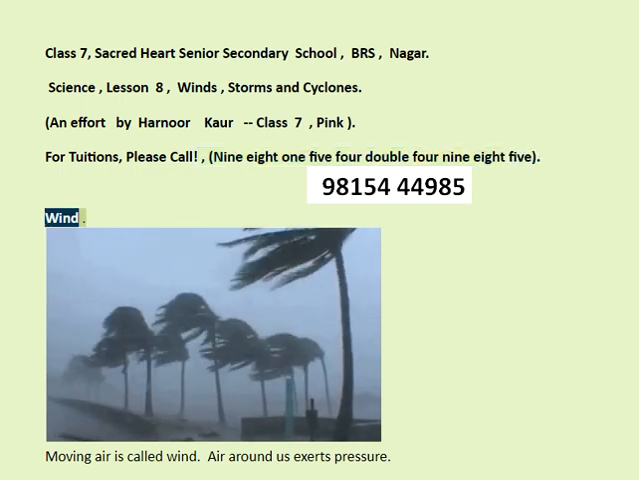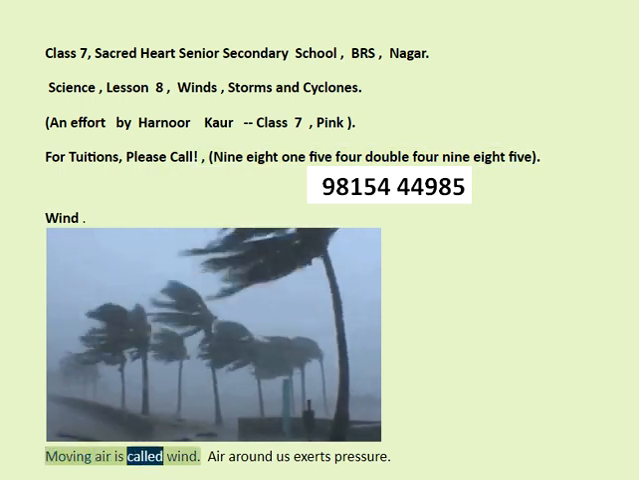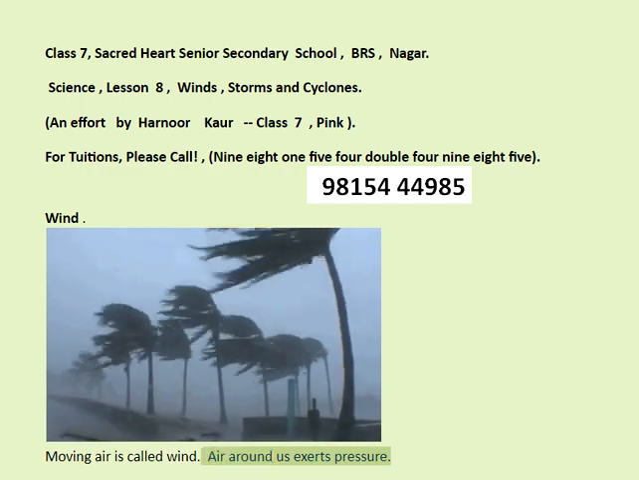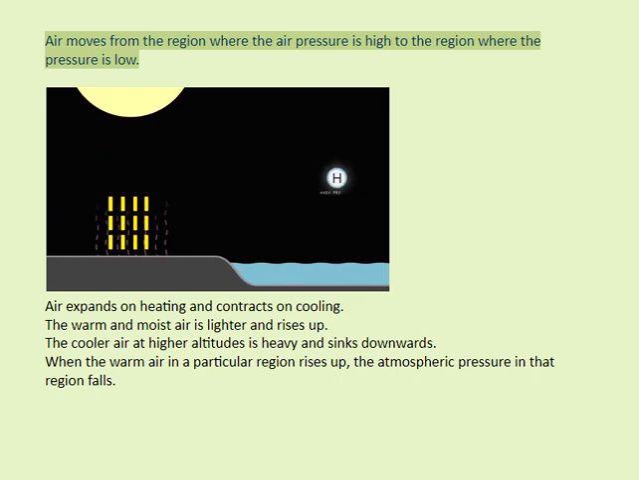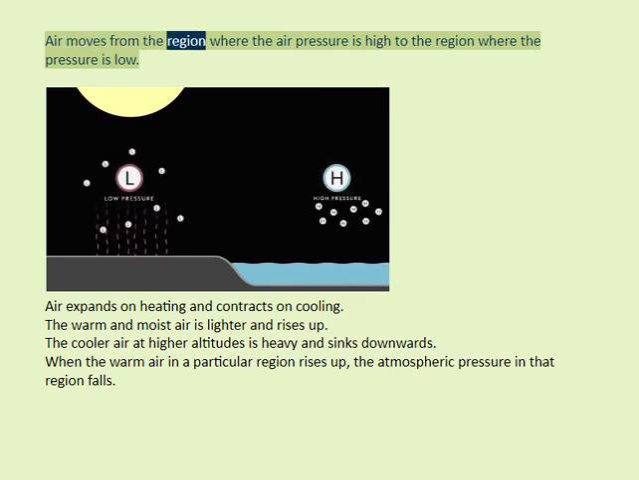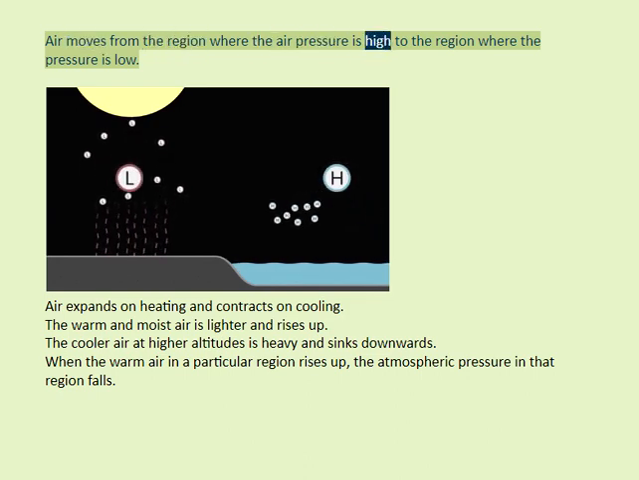9815444985. Wind. Moving air is called wind. Air around us exerts pressure. Air moves from the region where the air pressure is high to the region where the pressure is low.